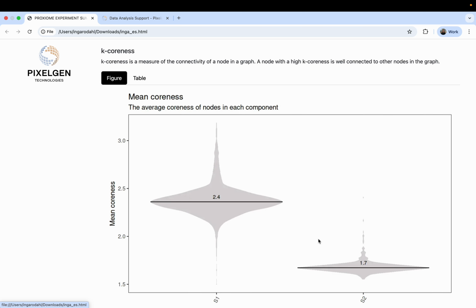So this is an example where you would have to take the nature of your sample into account when you plan your sequencing.